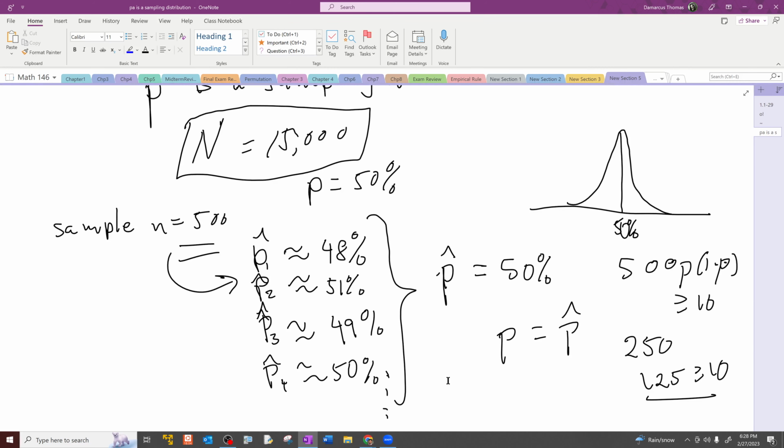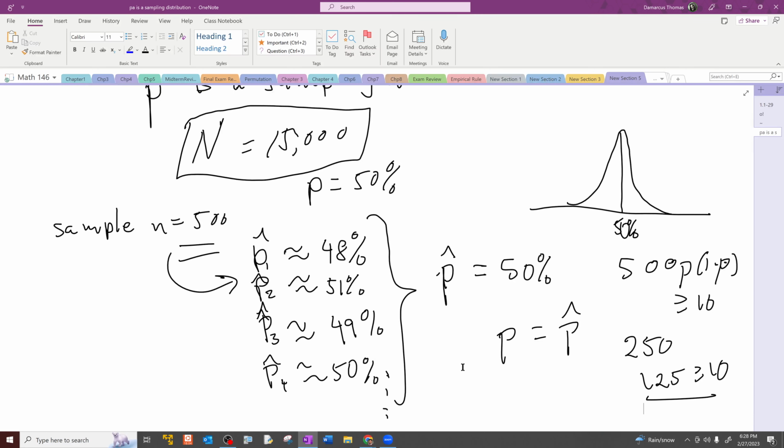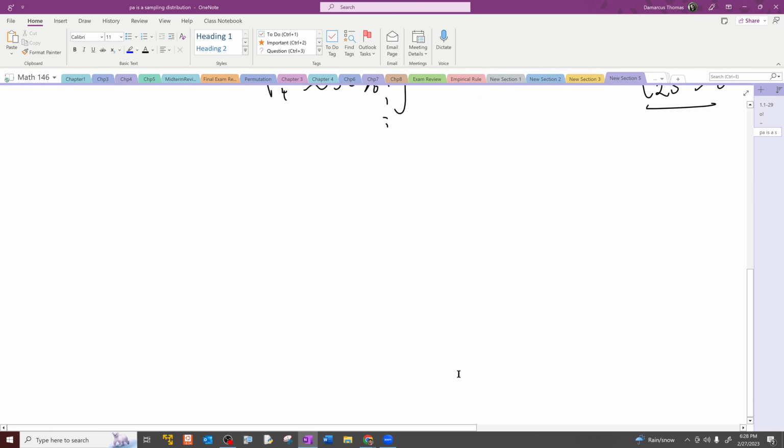So the two conditions are satisfied. The sampling distributions are normal when they're plotted out. And also the sample size times the population proportion times the complement of the population proportion is bigger than 10. And so once those are true, we can say two things. P hat is equal to P, which we've already said.